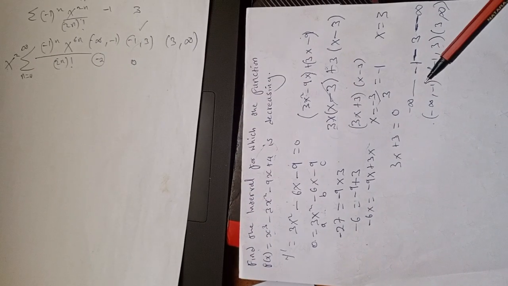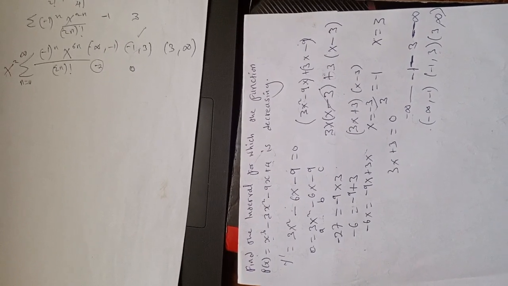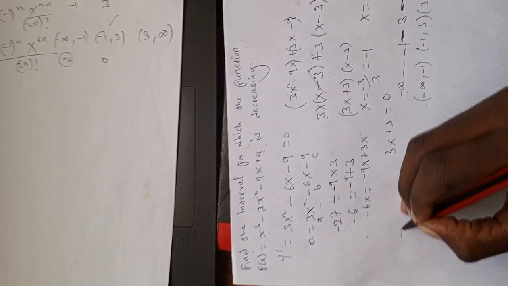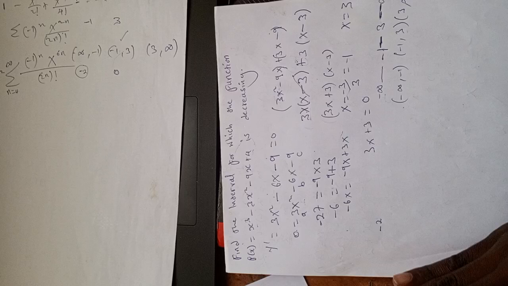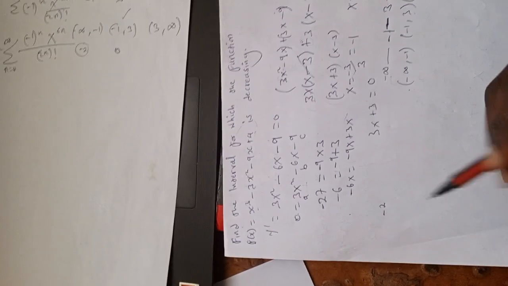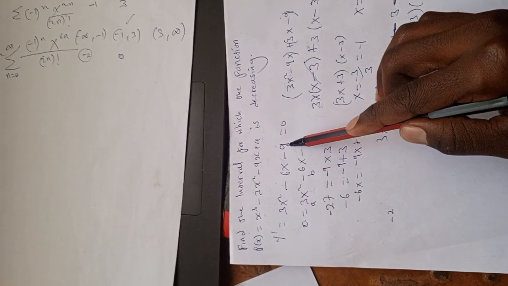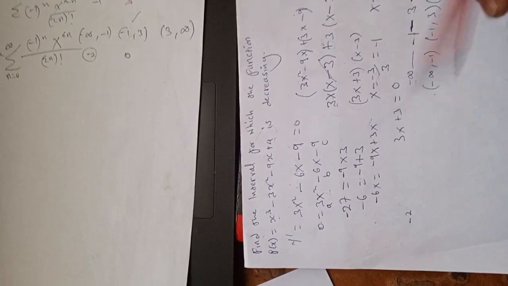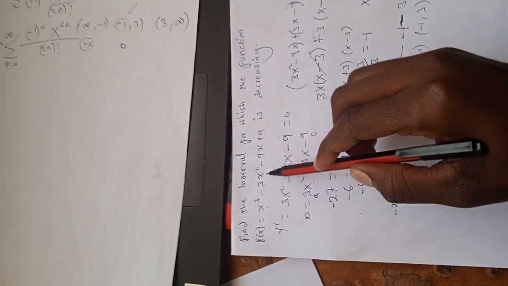So we are going to pick a number in the first interval. From negative 1 to negative infinity, we can pick negative 2, because after negative 1, going to the left side, we are going to find negative 2, negative 3, negative 4. You can pick any number you want and plug it in. If you find a negative number, then you know that the function is decreasing.